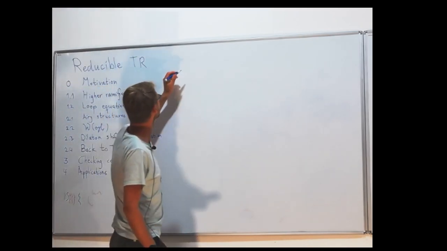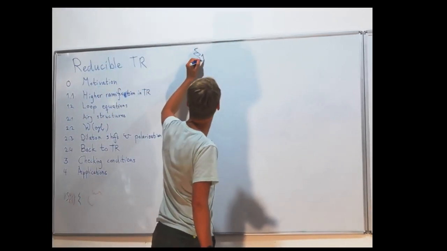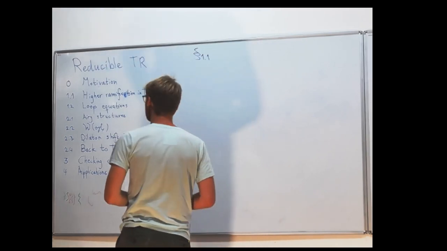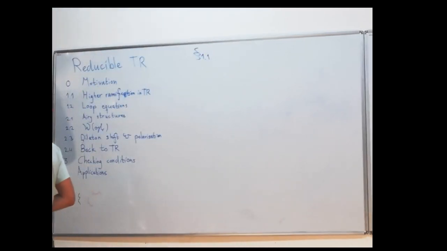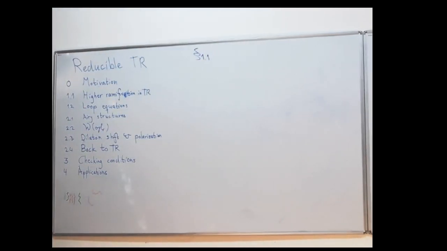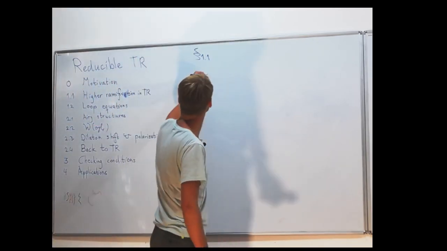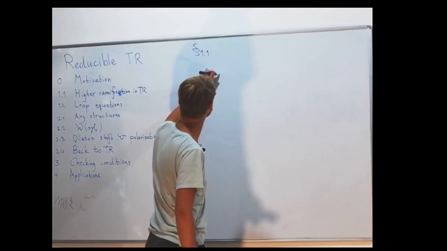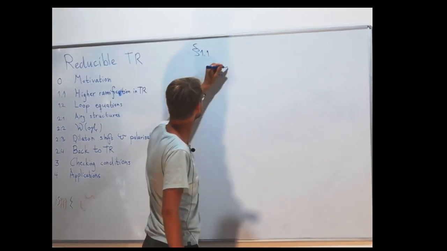But let's just start with actual mathematics in section 1.1. So higher ramifications, I will not assume that you've all seen higher ramifications of topological recursion before, because it wasn't covered in part one. So let's just recall the actual formula for TR, and I'm not going to write the entire thing because it's a mess.